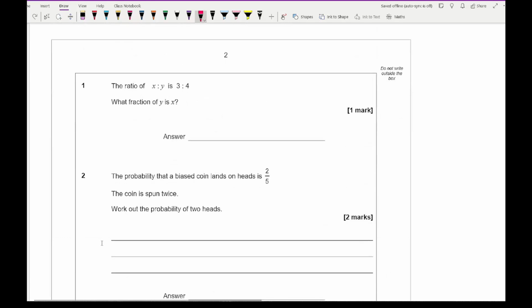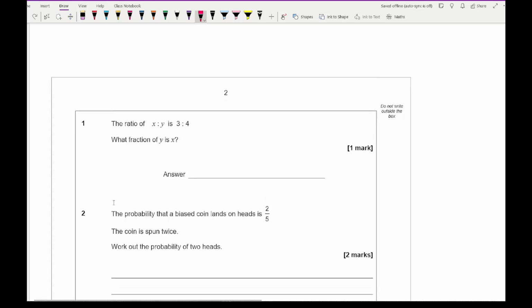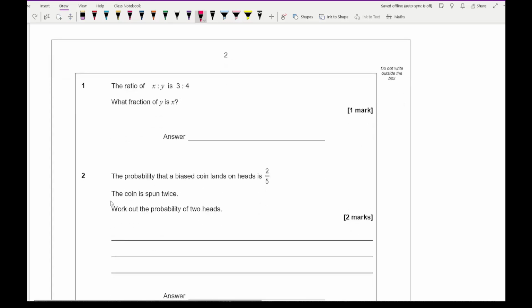So the first question says the ratio of x to y is 3 to 4, what fraction of y is x? So for this question we need to convert this ratio into an equation and make x the subject. To convert the ratio, we write these two things as fractions, so that becomes x over y equals 3 over 4. Then if I do a bit of cross multiplying I get 4x equals 3y, and then making x the subject I get x equals 3 over 4 y. So the answer I'm looking for is 3/4.